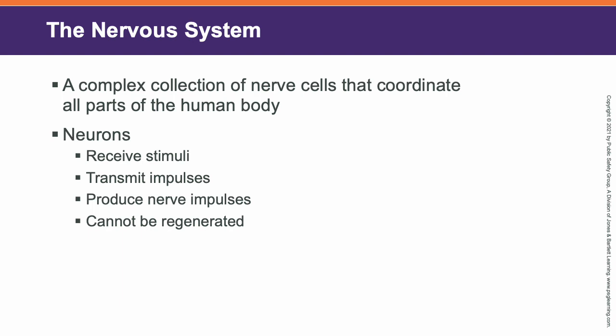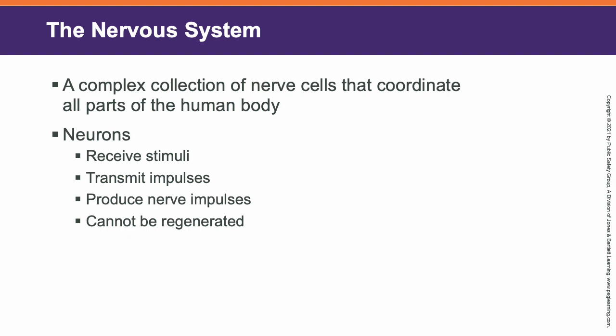Okay, so the next body system we're going to talk about is the nervous system, okay? The nervous system is made up of a collection of nerve cells, and what they do is they coordinate all the parts of your body. So they send messages out to your body and tell structures in your body to do certain things, but they also receive feedback and send it back to the brain for processing and reaction to those things.